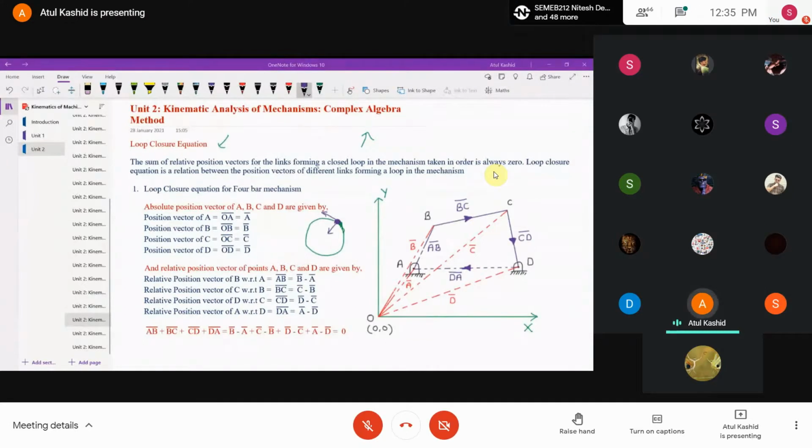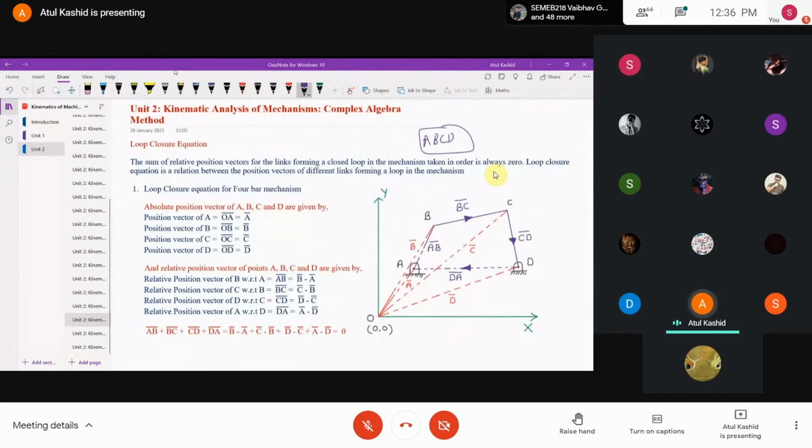Okay, so thank you so much for the reply. Now we'll go for the next method, which is very important. That is the loop closure equation. And why do we need to use this loop closure equation? Because this gives the relation between the different links of the mechanism, right? So for example, you can see in the XY coordinate system, we have a 4-bar mechanism ABCD, right? For this mechanism, we are going to apply the loop closure equation.